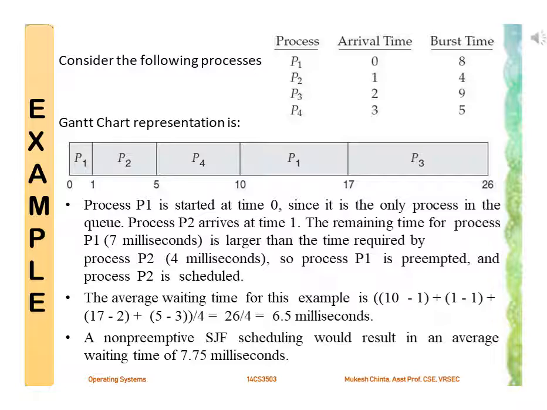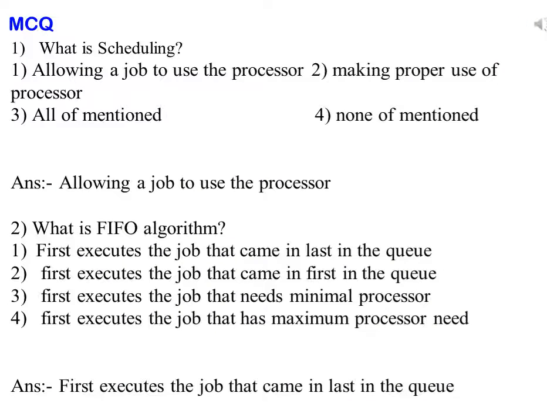So process P1 is started at time 0 since it is the only process in the queue. Process P2 arrives at time 1. The remaining time for process P1, 7 milliseconds, is larger than the time required by process P2. That's why P1 runs only for 1 millisecond, and after that P2 is given for the execution. Now some questions regarding this topic.